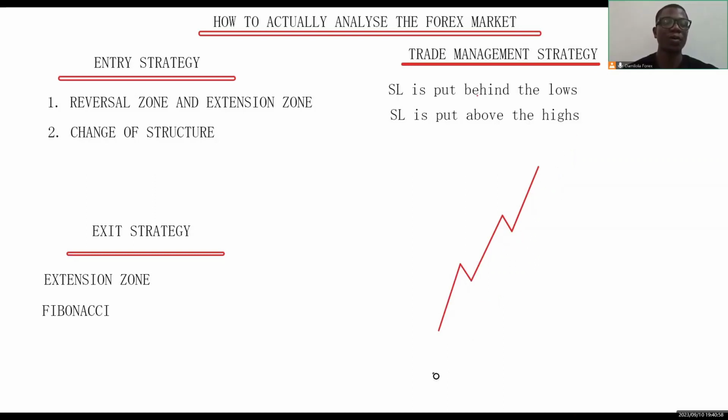And that is how I also do it for the bearish structure. If it's a bearish structure, I put my stop loss above the high. Price comes back, makes a lower high again, breaks, makes a lower low, I put it behind the high. Price goes up, makes a lower high, I put it behind the high again. And that is how I keep managing my trade.